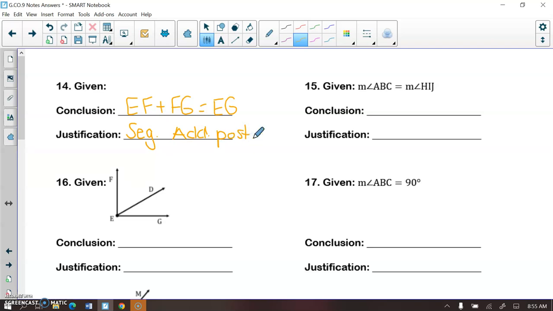Okay, we are given that the measure of angle ABC is equal to the measure of angle HIJ. The only thing that we can conclude is that angle ABC is congruent to angle HIJ. That's the definition of congruence.